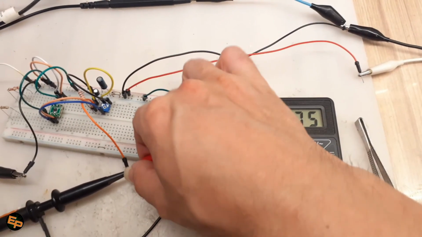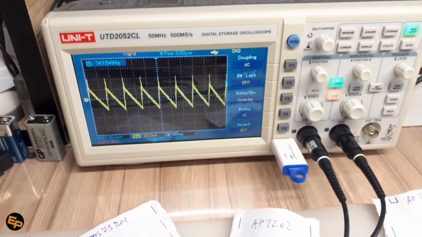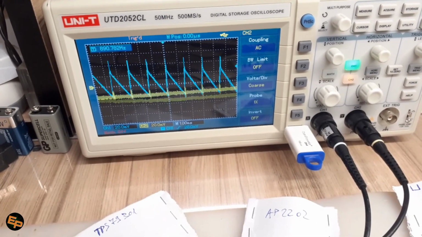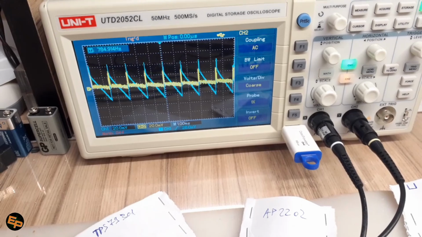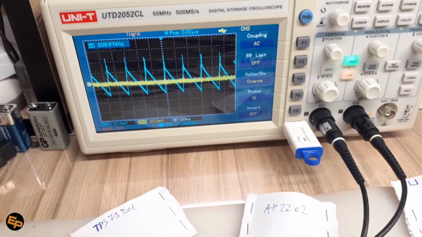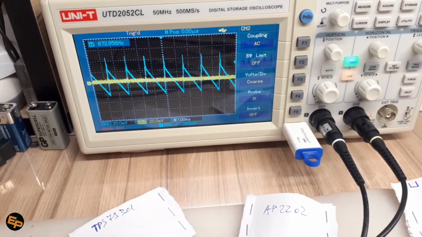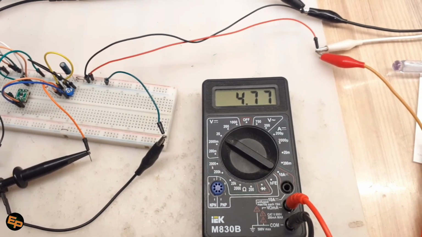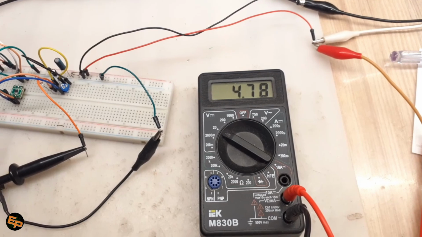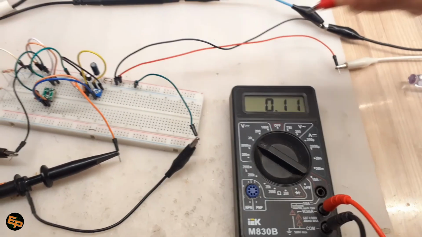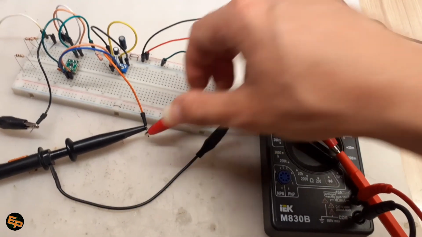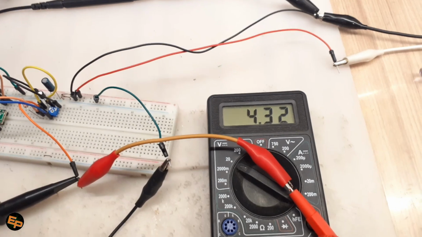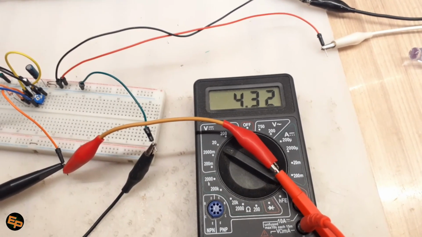And with 150 milliamps, because this chip can withstand 200 milliamps output current, so 50 milliamps less than the maximum permissible current, it is 4.7778 volts on the input and 4.3132 volts on the output.